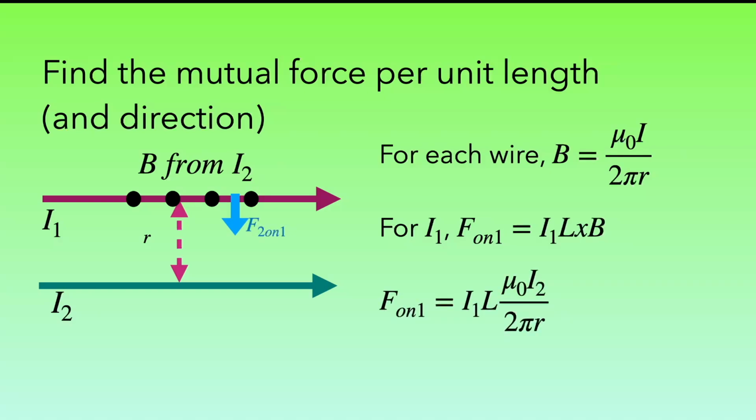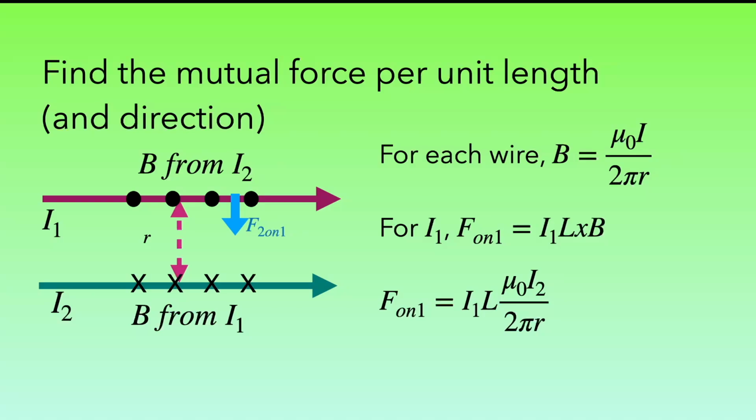And if we really evaluate that, IL times B, which is just mu 0 times the current I2, right, because that's what's creating the B field, over 2 pi r. So if we put those I's together, you get mu 0 L I1 I2 over 2 pi r. Why did I group it like that? Because Newton's third law says it's going to be the exact same force of I1 on I2.